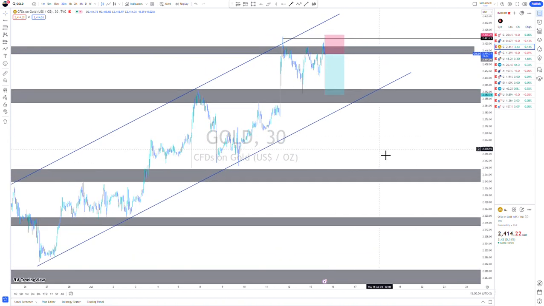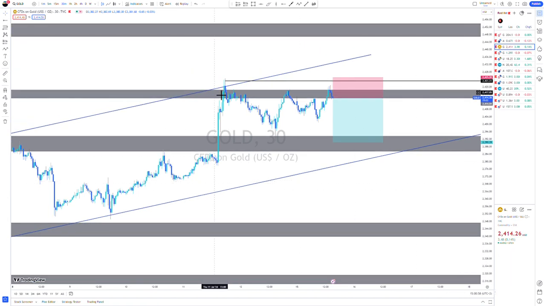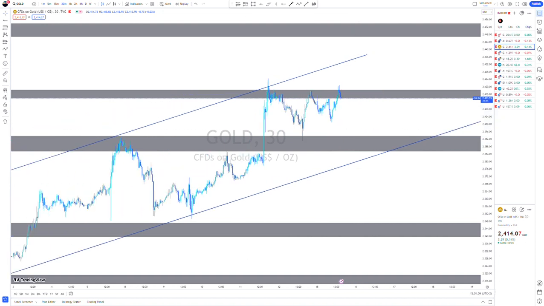So okay, I'm just gonna go ahead and delete that. But for now, I can already tell that gold is looking for a possible sell, all the way until this zone right here.